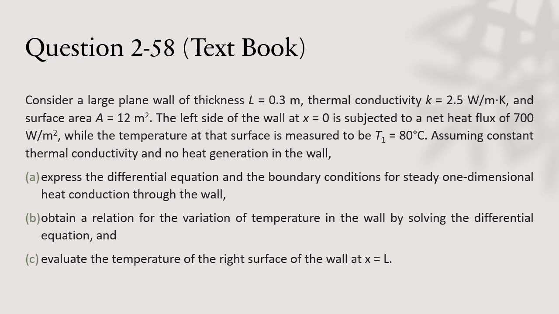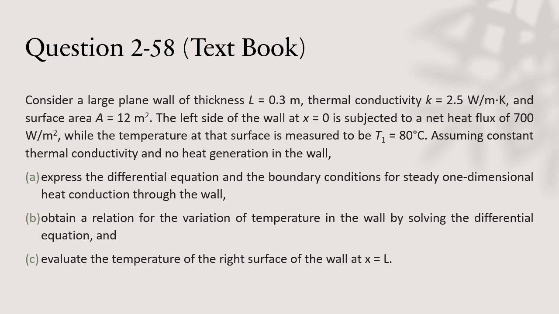Another question, question 2-58 from your textbooks. Consider a large plane wall of thickness L equals 0.3 meter, thermal conductivity K equal 2.5 watt per meter Kelvin, and surface area A equal 12 meter square. The left side of the wall at x equals 0 is subjected to a net heat flux of 700 watt per meter square, while the temperature at that surface is measured to be T1 equal 80 degrees C.